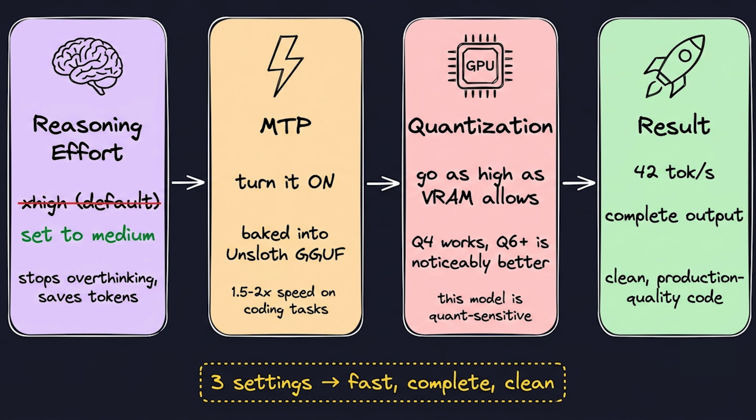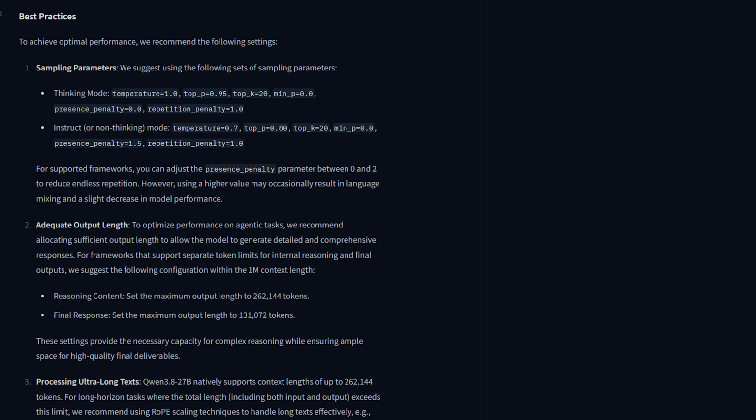The settings matter more than usual. Set reasoning effort to medium. Enable MTP. Use the highest quantization allows. These three decisions determine whether you have a great experience or a frustrating one. And the sycophancy is a real limitation. When you tell it code is broken, it will agree.